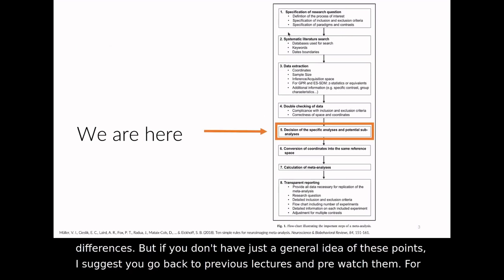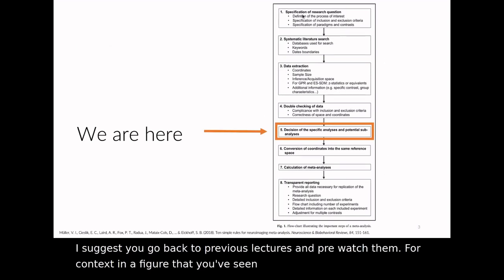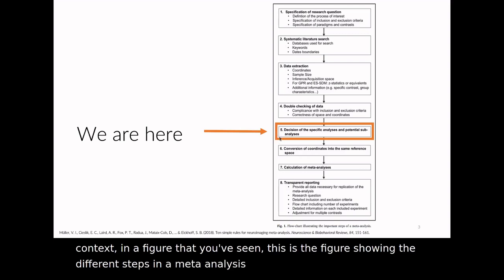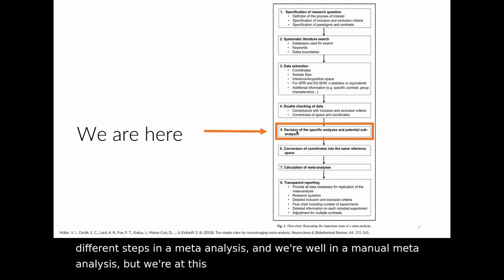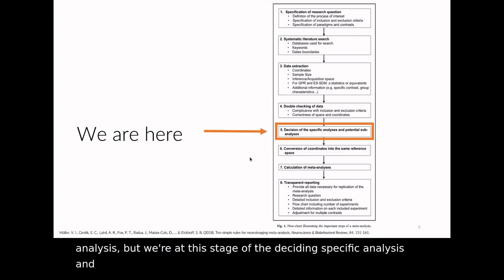For context, this is the figure you've seen showing the different steps in a meta-analysis, and we're in a manual meta-analysis. But we're at this stage of deciding specific analyses and potential sub-analyses.